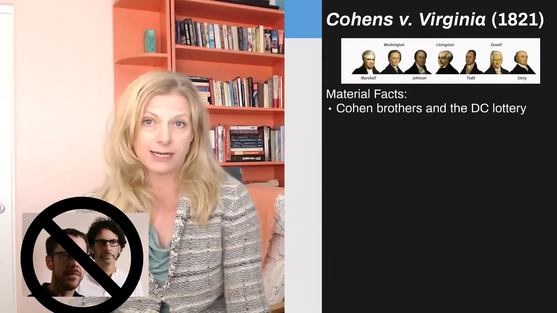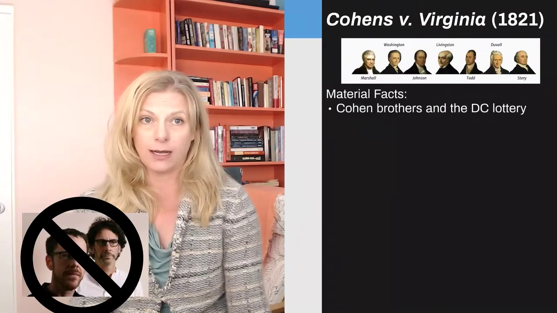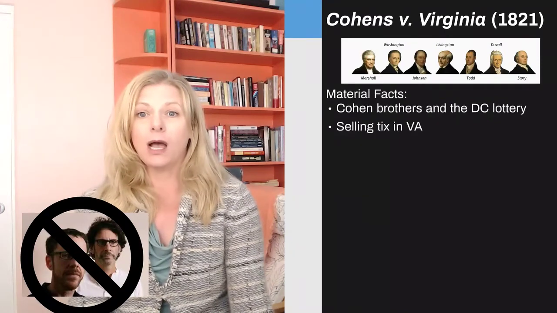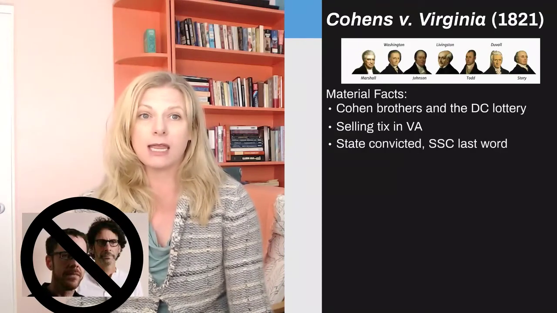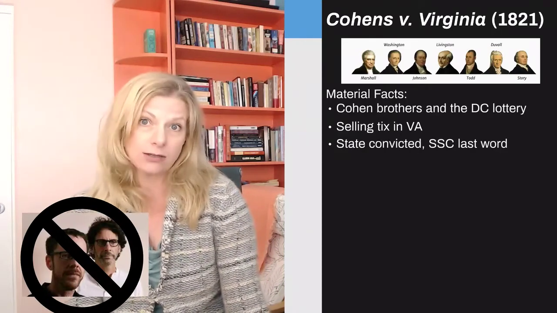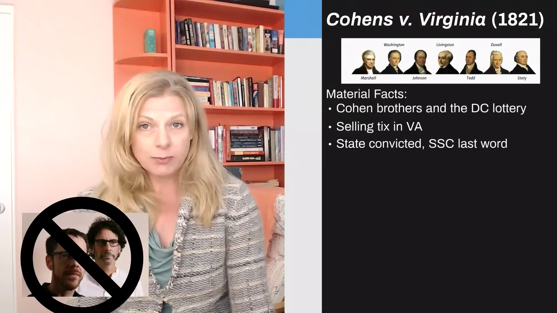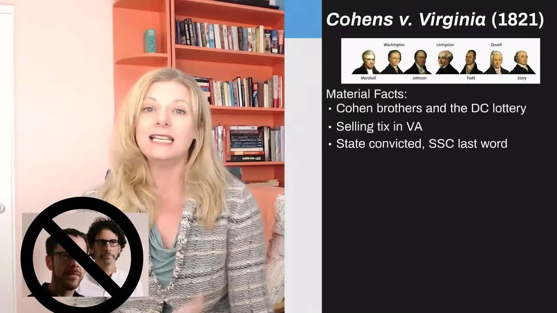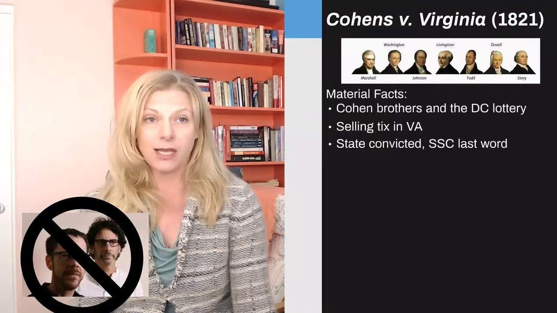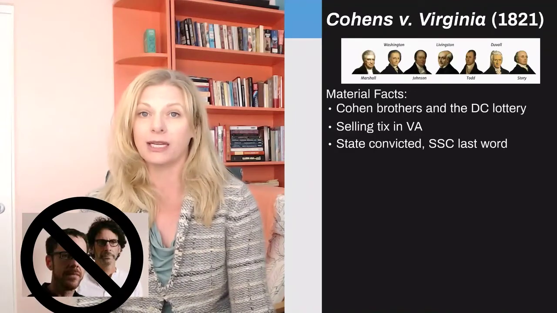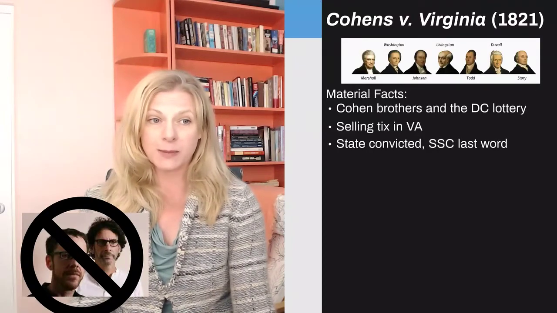And the law that authorized this was a federal law. And it also allowed for sale of the tickets elsewhere outside of just D.C. So the Cohen brothers were selling these tickets in Virginia, and this was against state law in Virginia. So the state prosecuted and convicted them, and the state Supreme Court actually declared in its opinion that it had the last word on this case, despite the fact that the case relied upon that state Supreme Court interpreting the meaning of the federal law that had authorized the D.C. lottery in the first place.